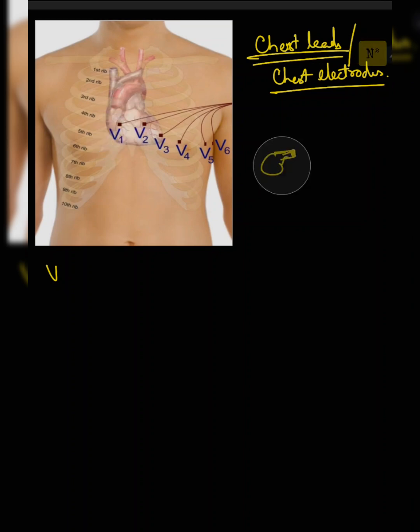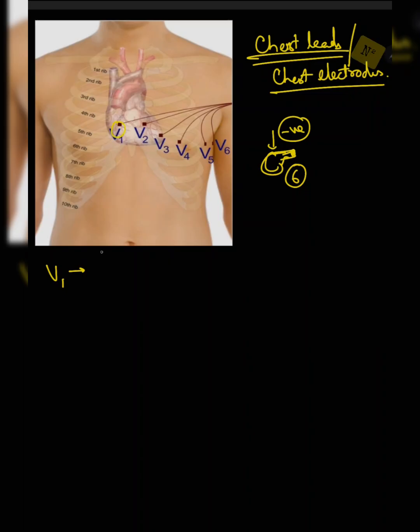Okay, so there are 6 different chest leads or electrodes. We place them in individual points like V1. V1 is nothing but we count the number of ribs and we place this suction balloon chest leads. Okay, so it has a suction effect, it's a balloon, so we first of all squeeze the balloon and create the negative pressure inside, and then, just like a vacuum cup, we place it over the chest.